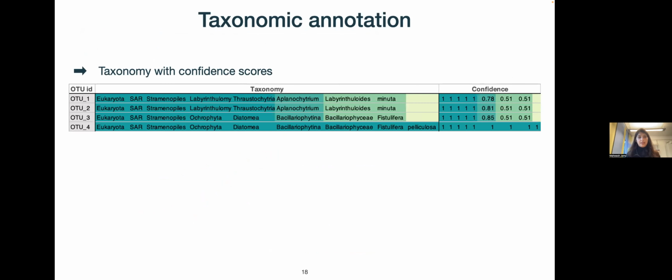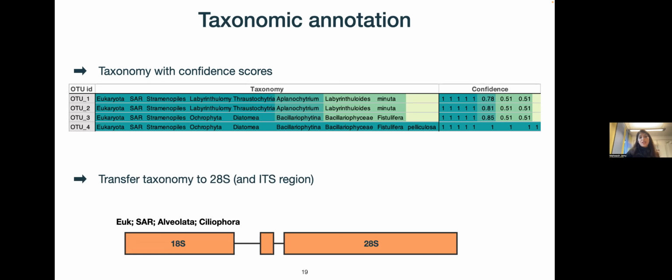And the result is this table, which lists the taxonomy for each OTU to the appropriate taxonomic level. It may not be down to species level, it may only be down to family or order level, whatever is appropriate. And then for each taxonomic rank, we have an associated confidence level from 0 to 1. This way, we're able to label the 18S part of the OTU. And because it's physically linked to the 28S molecule, we can transfer the annotation to the 28S gene, or the LSU gene, as well.